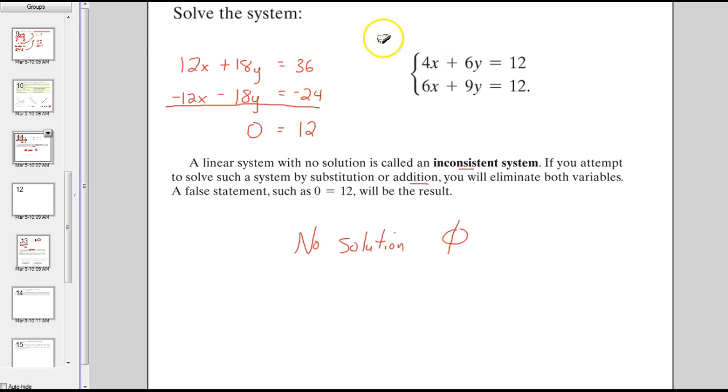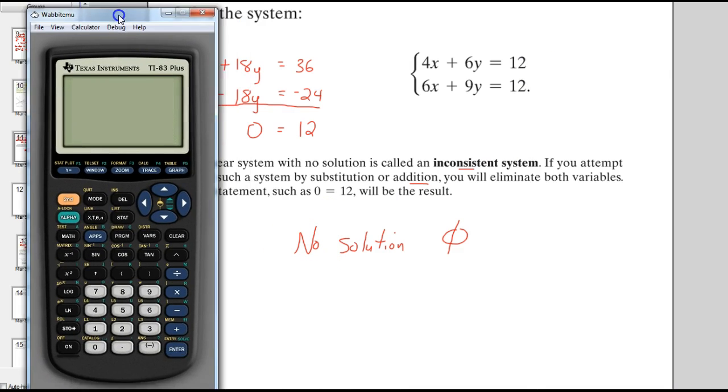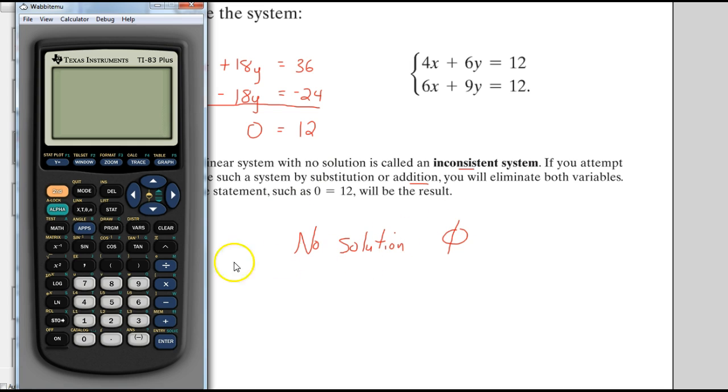Quickly I want to show you how to do these on your calculator with the matrix menu when we have no solution or infinitely many solutions, an inconsistent system or a dependent system. What we're going to do here is go into the matrix menu, type it in just like we did before. So edit 2 by 3 and then type in our numbers: 4, 6, 12, 6, 9, 12.